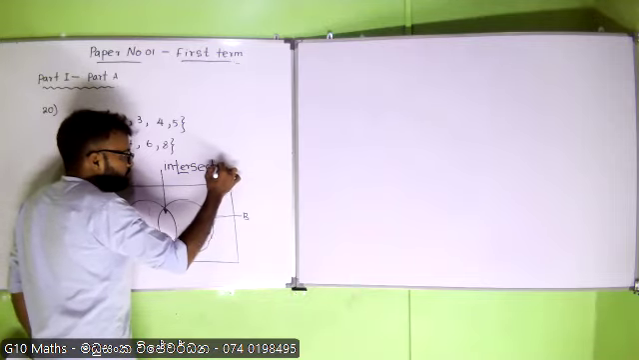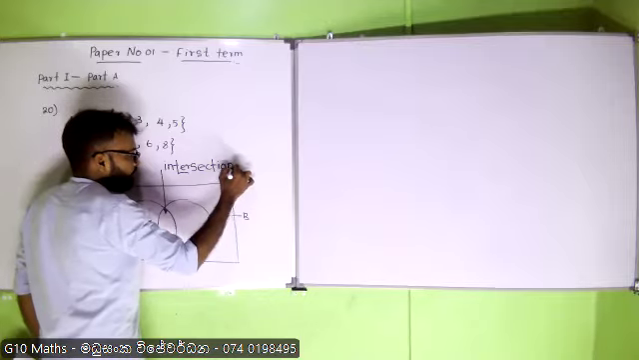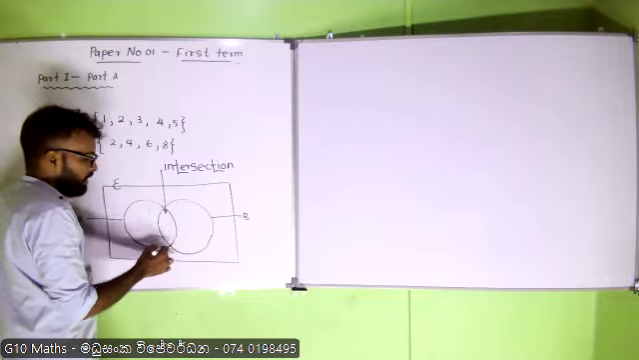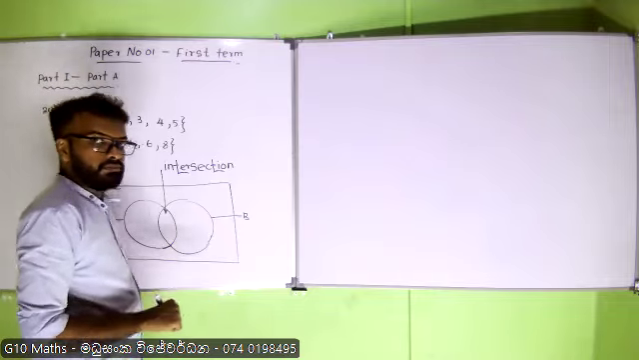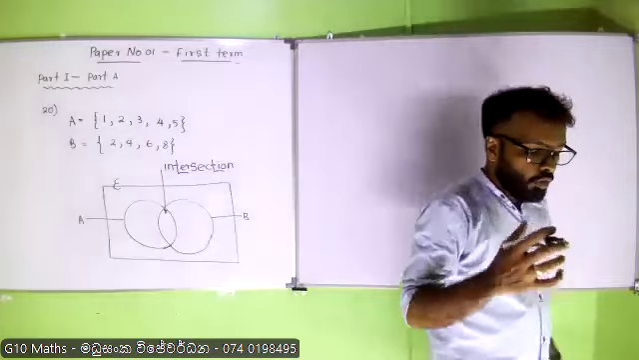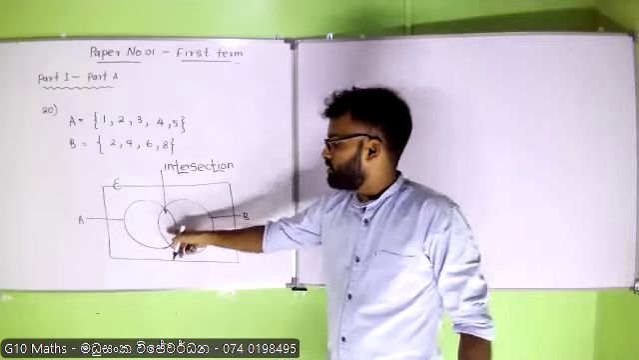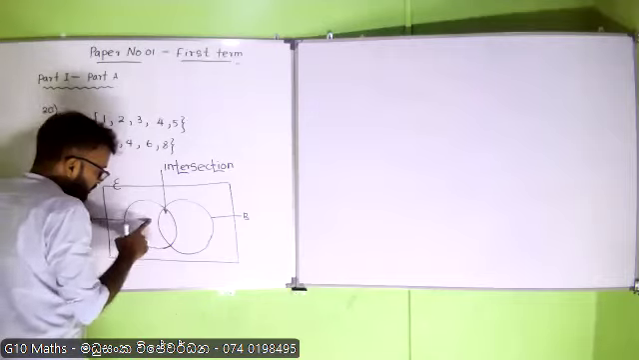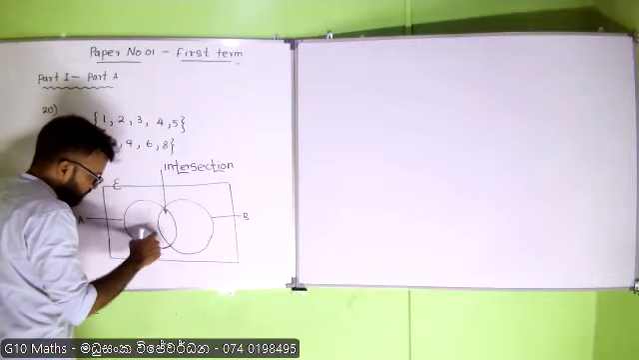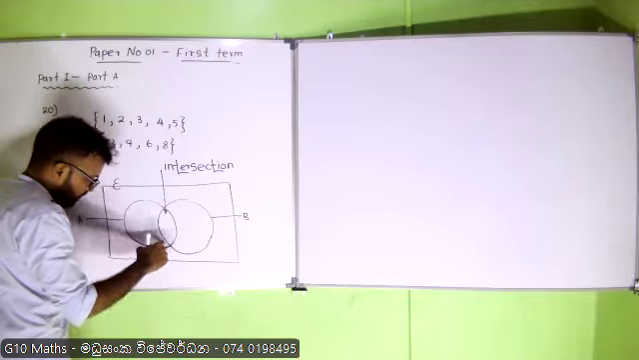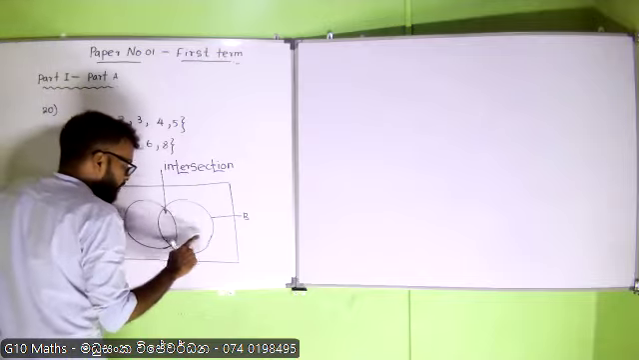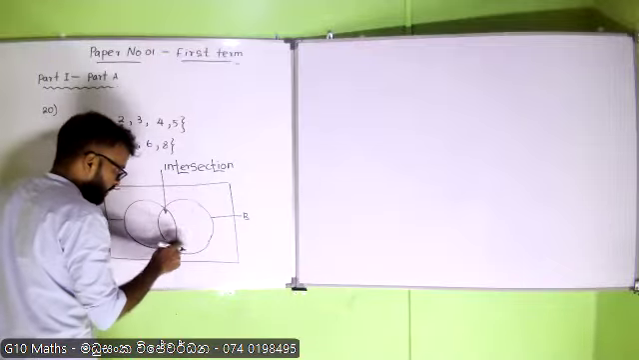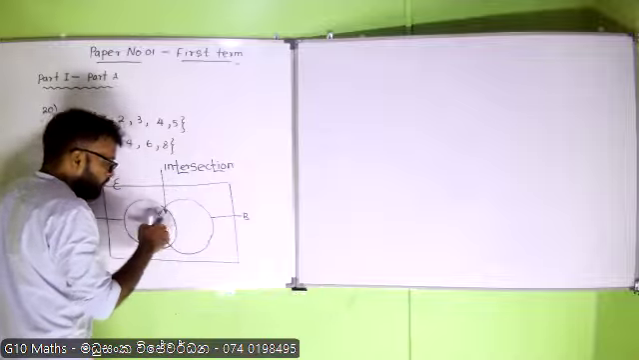Intersection of A and B. That means common elements should be here for both A and B. Common elements for both A and B should be included in this middle part. The elements only belonging to A should lie here. The elements only belonging to B should lie here. This part, the middle part, is for both A and B.